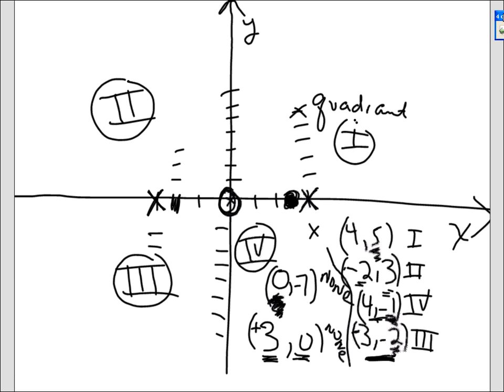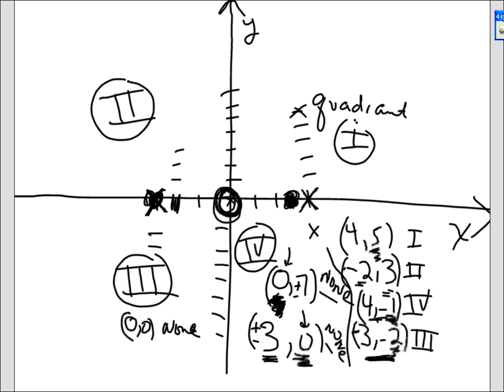That was for +3. If it was -3, well then you would start at the origin and then go 3 to the left. It would bring you right there. And then you go up or down 0. That leaves you right there. That's none. So if the x is 0, you're not in a quadrant. If the y is 0, you're not in a quadrant. If you were (0, 0), you're not in any quadrant. Which quadrant are you in? None of them.